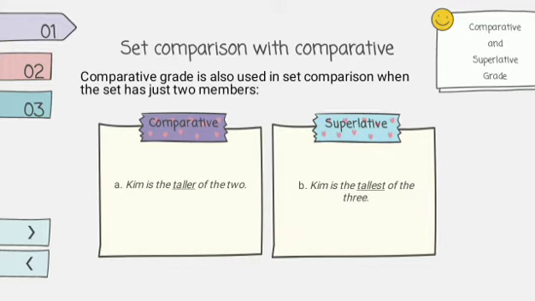Set comparison with comparative. Comparative grade is also used in set comparison when the set has just two members. The first member is comparative and the second member is superlative. For example, in comparative, Kim is the taller of the two, and the superlative is Kim is the tallest of the three. The comparative form taller is inadmissible in superlative.